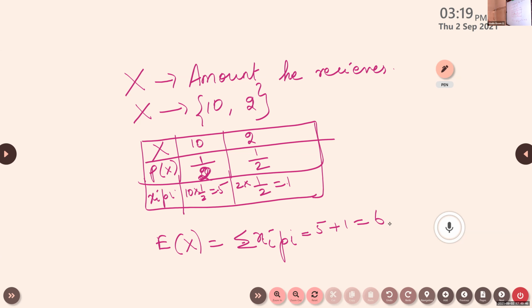Expected value is sigma xi pi. So first we construct the probability distribution table. Along with the table, we add one more column, xi into pi. We multiply the corresponding value of x with its probability. Then we add up, sigma xi pi. Is it okay? How to find the expected value? Is it clear, children? Is it okay?